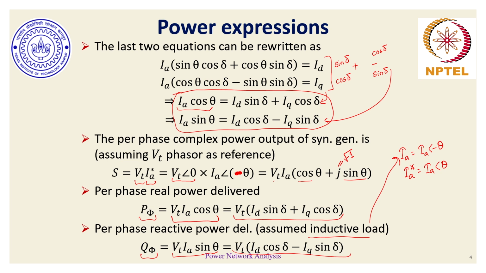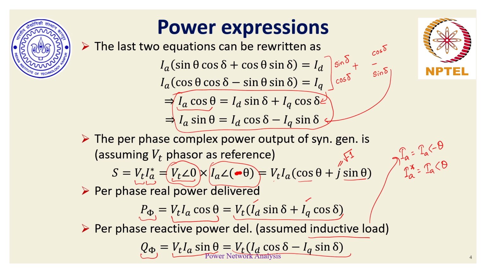Now, if these expressions are so commonly useful, is that it, or do we need to do anything further? There is a catch here. The catch is, generally what we know for a given machine is the terminal voltage information. We can also know the corresponding armature current information, and from there it is pretty difficult to directly identify the corresponding direct axis current or quadrature axis current. Remember, these currents are fictitious currents.